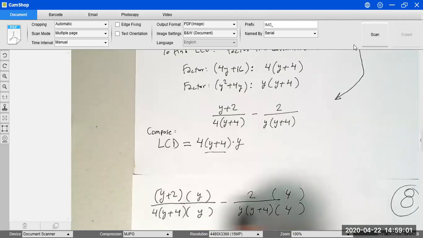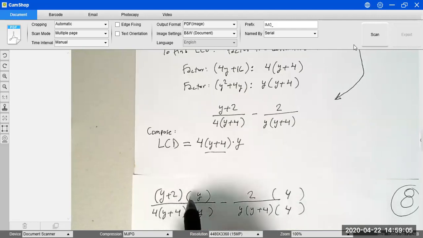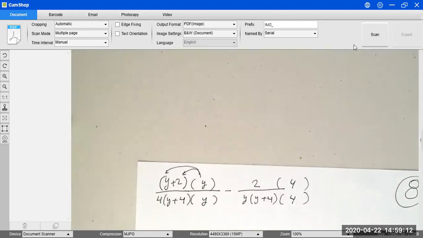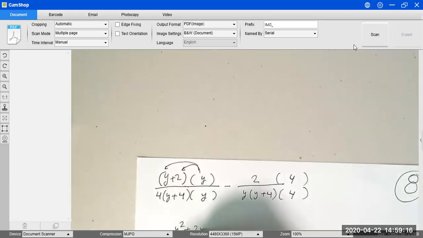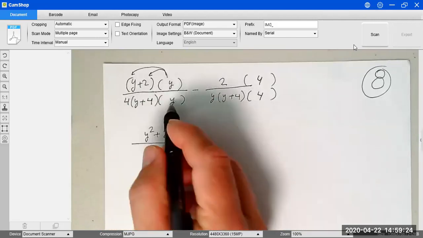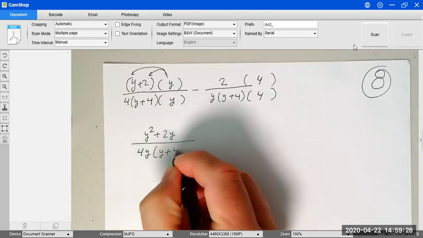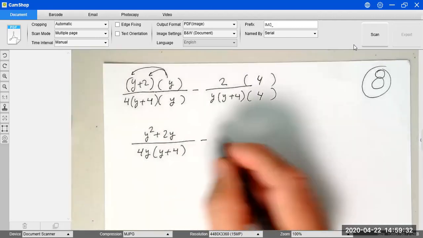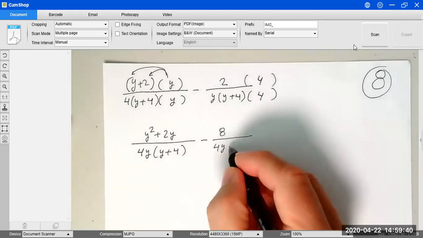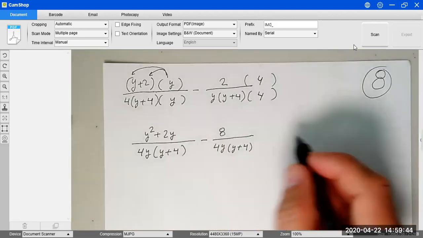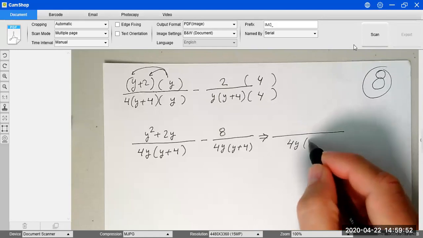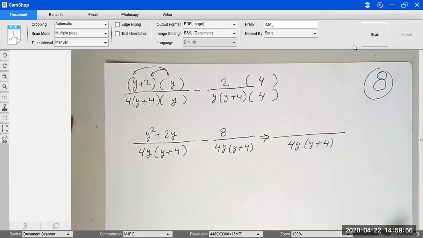So now both my denominators are the same. So you can just simplify this by multiplying these two. You're going to apply the distributive property here. So you're going to get y squared plus 2y over, and we're going to put this in order, I'm going to multiply 4 and y, it's going to be just 4y times y plus 4, then minus 4 times 2 is going to be 8. And then we put this in order, so it's going to be 4y that multiplies y plus 4. So as you can see now, we have two rational expressions with the same denominator, and that denominator is 4y multiplying y plus 4, which is also the least common denominator that we found before.